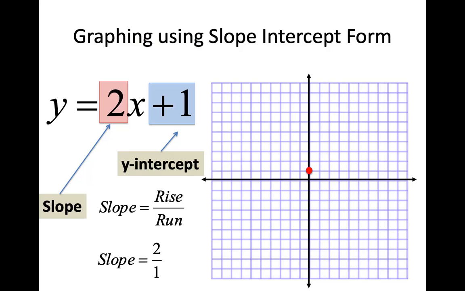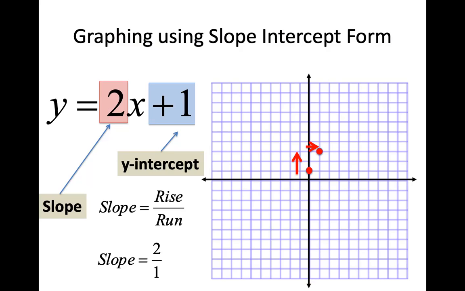I go up 2 and then down. No, over 1. And I put a second dot. Up 2 over 1, put a dot. How many points define a line? 2. How many points do I have? 2. Play connect the dots and you're done.